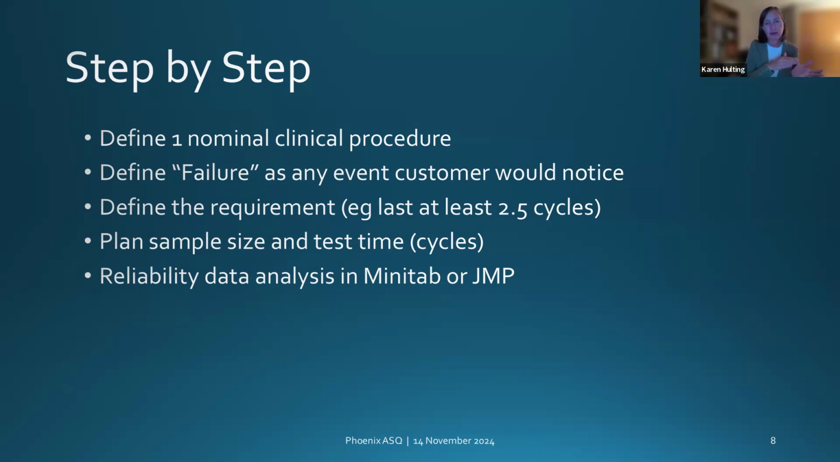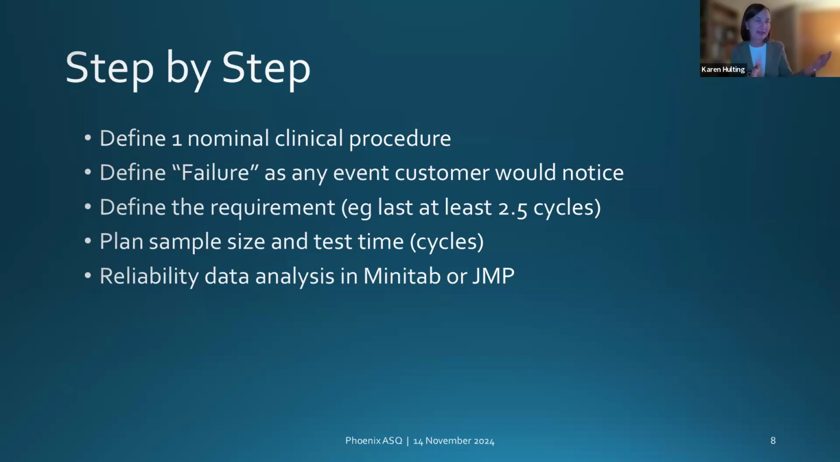We need to figure out any kind of failure that any customer would notice. Now, in this case, it's mostly going to be medical professionals. The folks using the catheter would be the people who would be noticing any kind of failure, whether it's an electrical or mechanical kind of failure. But anybody who's using that product, we'd want to be viewing it from their perspective. Define the requirement. I've said already for this case that the clinically knowledgeable people said that we need to have this catheter reliably last basically halfway between 2 and 3 cycles. So we're calling that 2.5.